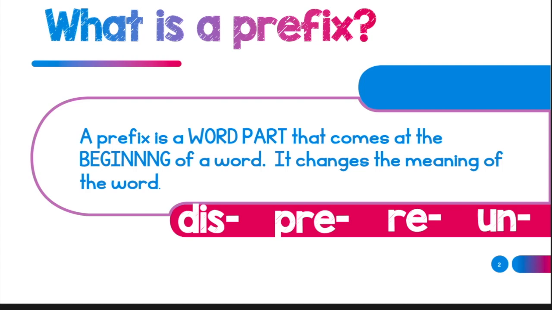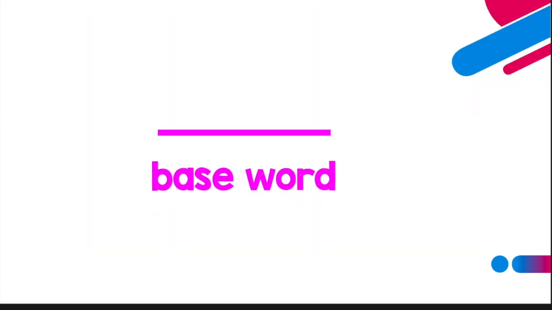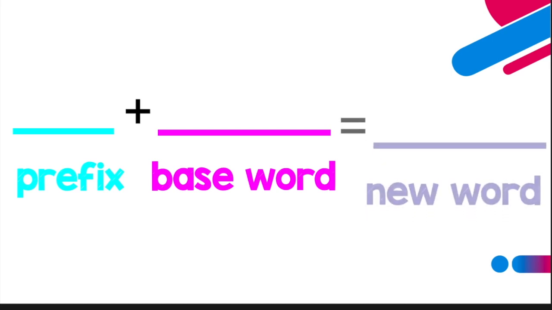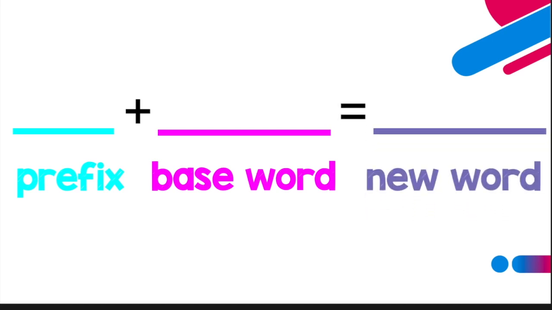Now, when you're using a prefix to make new words, think of it as an addition problem. You start with what's called a base word. A base word is a word that can have a prefix added to the beginning or a suffix added to the end to create a new word. This week we're just doing prefixes, so you add a prefix to the beginning. Prefix plus base word equals a new word.